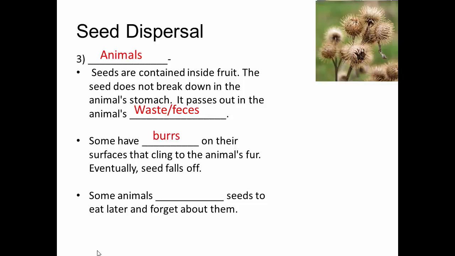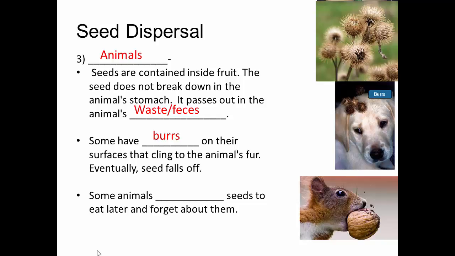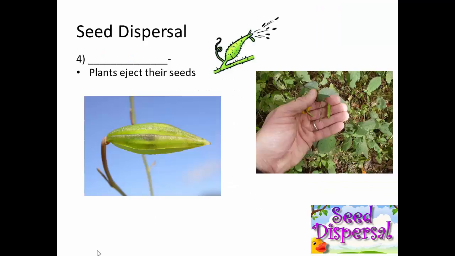Some have burrs, which stick to the fur of an animal. Inside of these burrs are the seeds, and so they kind of hitch a ride on an animal's fur. Eventually they fall off somewhere, and the seeds have been dispersed. Nuts, for example, often animals bury their seeds, like squirrels do, to go back and eat them later on throughout the winter, but sometimes they forget about them, and those nuts develop into actual plants, and they start to grow.